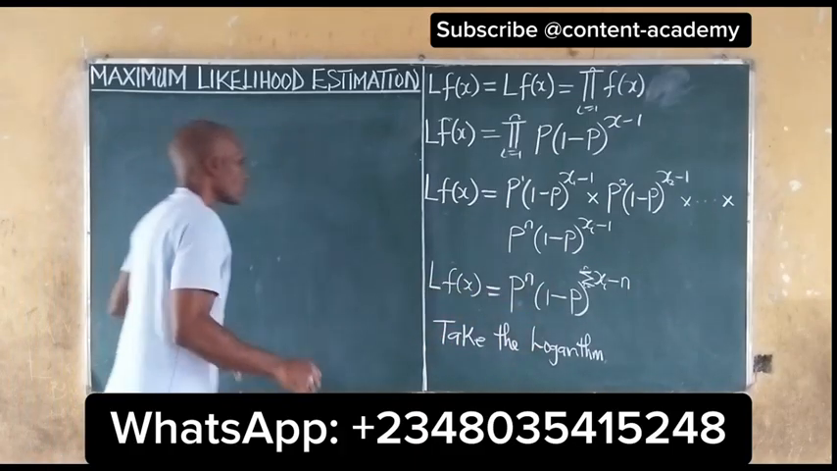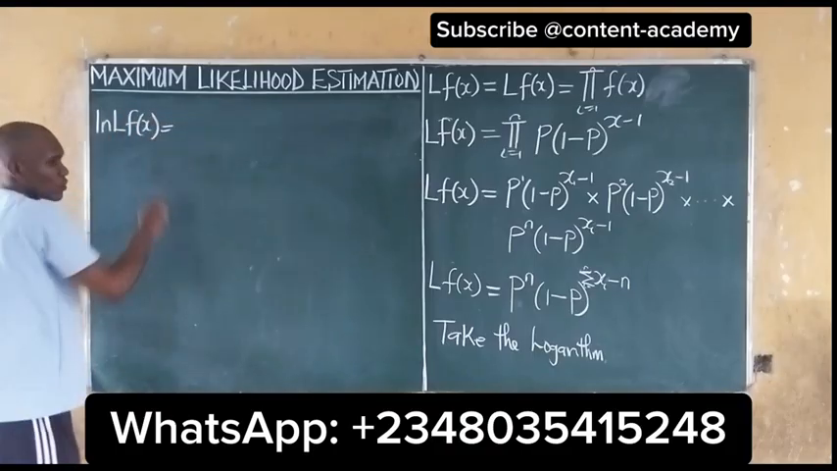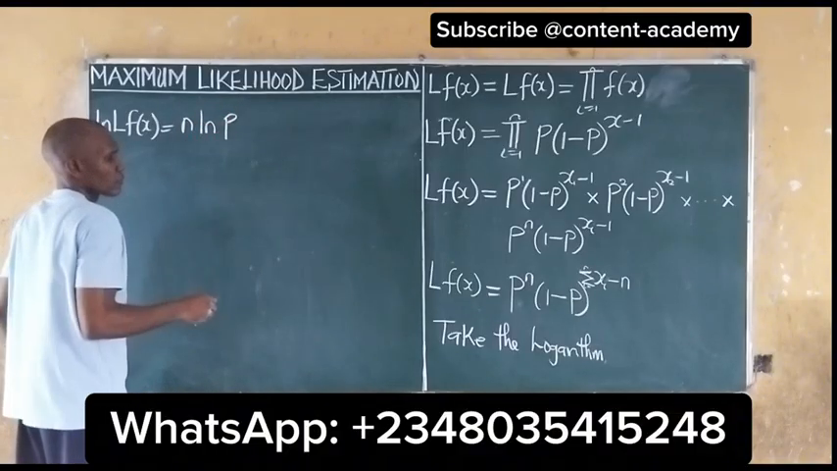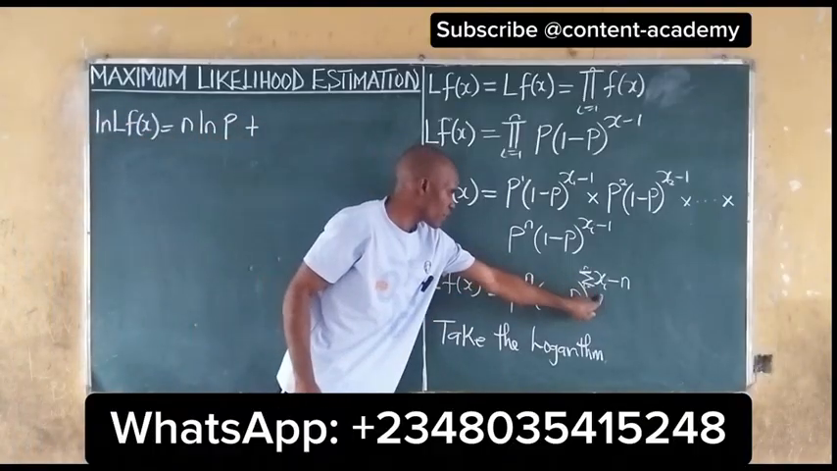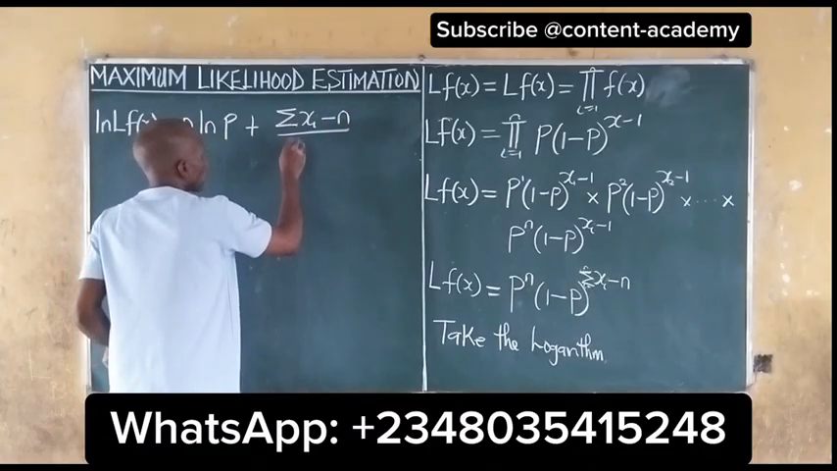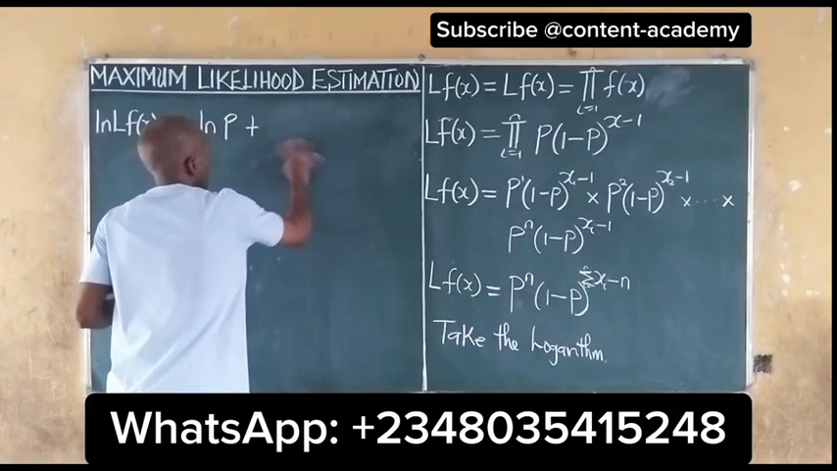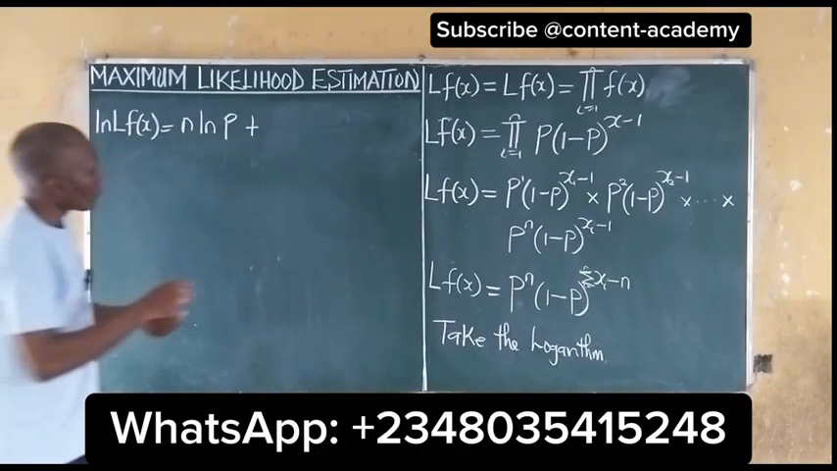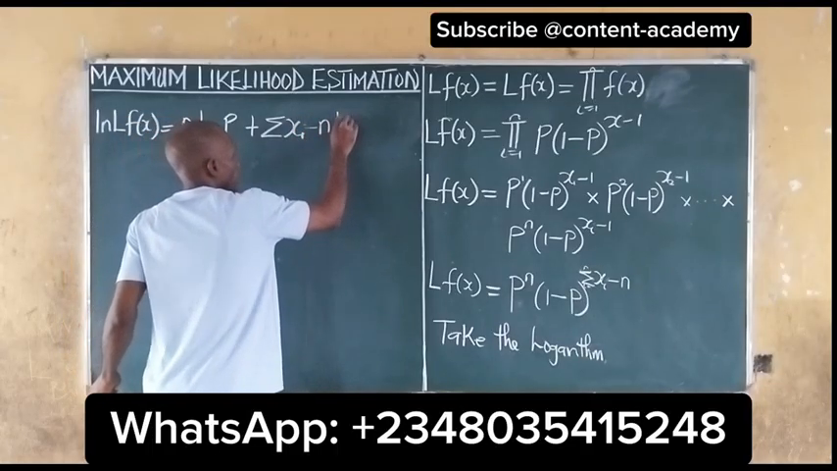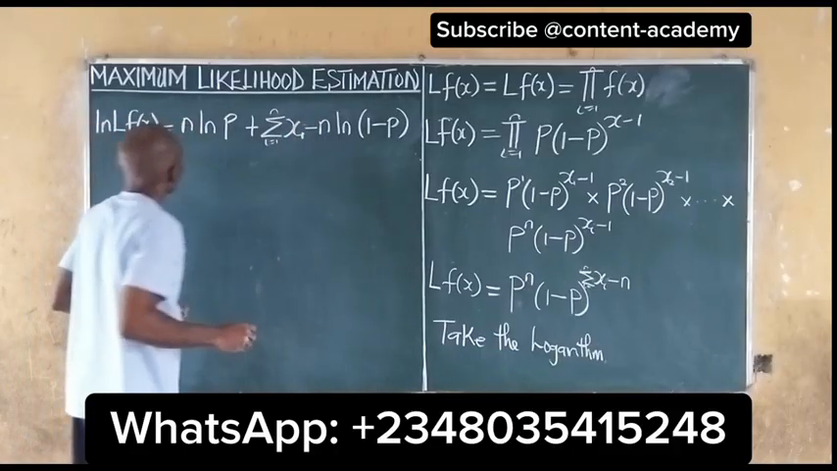So we've written, take the logarithm. Taking the log, we write it as ln of the likelihood function of the given PDF, which will be equal to n ln p plus, if we take the log of the other part, summation of xi minus n times ln of 1 minus p, as i running from 1 to n. So this is what we get.